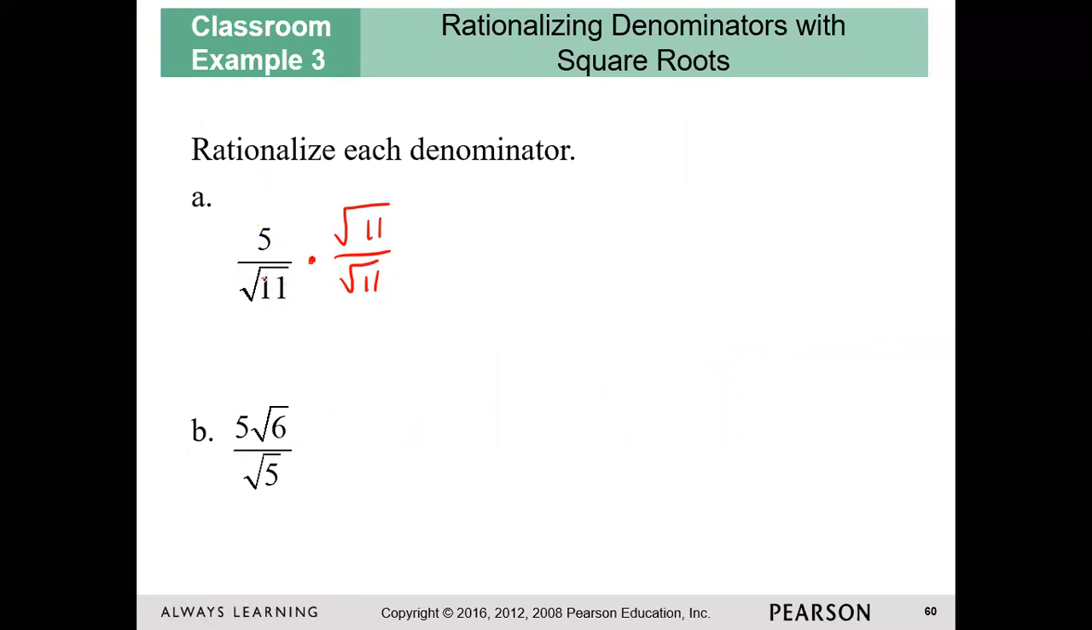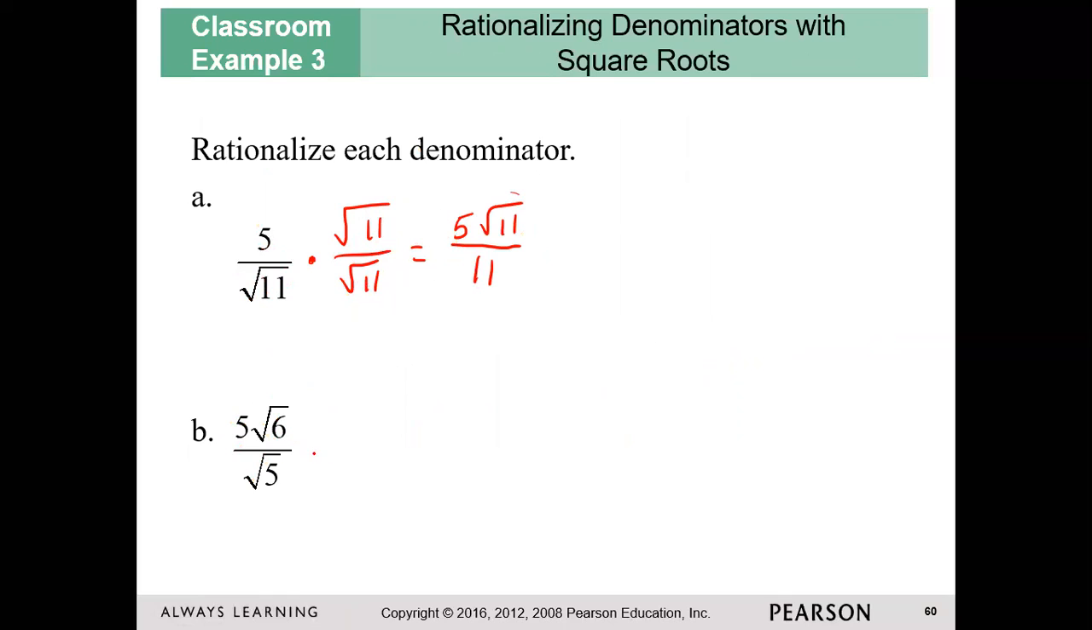So this is what we're going to use to get rid of the radical in the denominator. So this is going to be 5 radical 11, because 5 times the square root of 11 is 5 times the square root of 11. And then the square root of 11 times the square root of 11 is just 11. And you can see now that we no longer have any square roots in the denominator. So we've done everything that we're supposed to do as far as rationalizing the denominator.